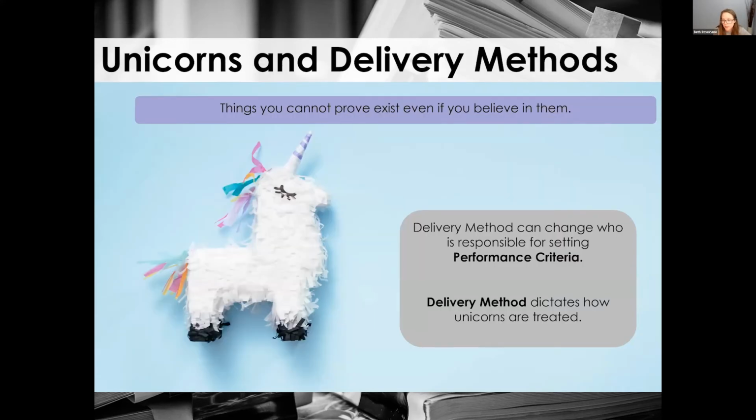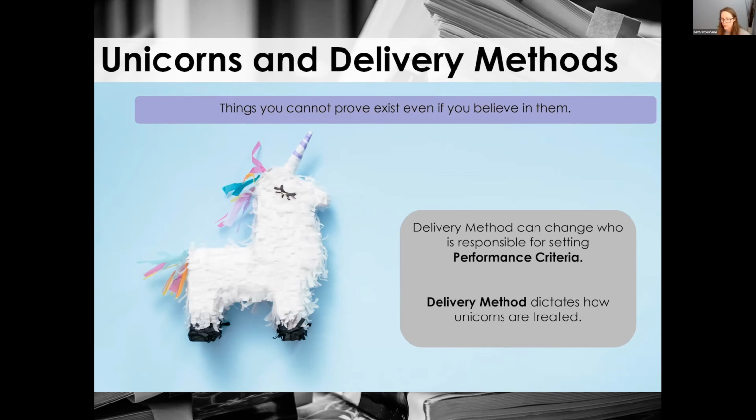So here's the other really important thing about embodied carbon and sustainability requirements of product. Unicorns are things that you cannot prove exist, even if you believe in them a whole bunch. And the challenge with specifying things that you can't prove exist is that depending on the delivery method, the contractor may or may not actually have to provide it to you. If embodied carbon is really important to you, which for anyone at this meeting it is, you want to make sure that you're not specifying unicorns.